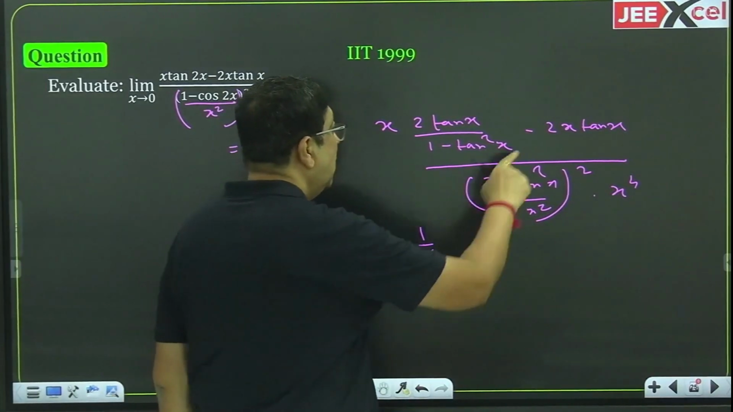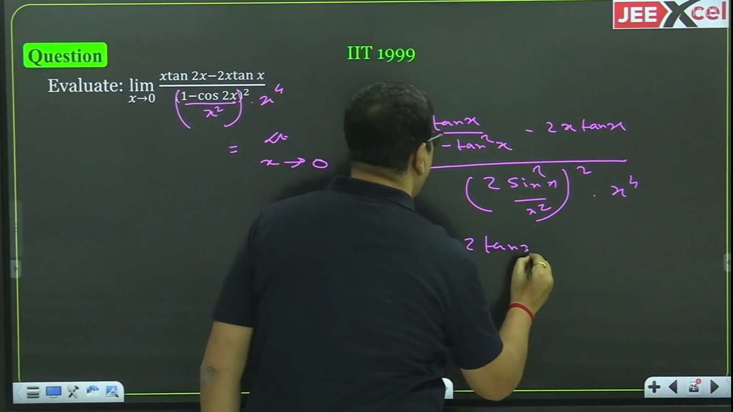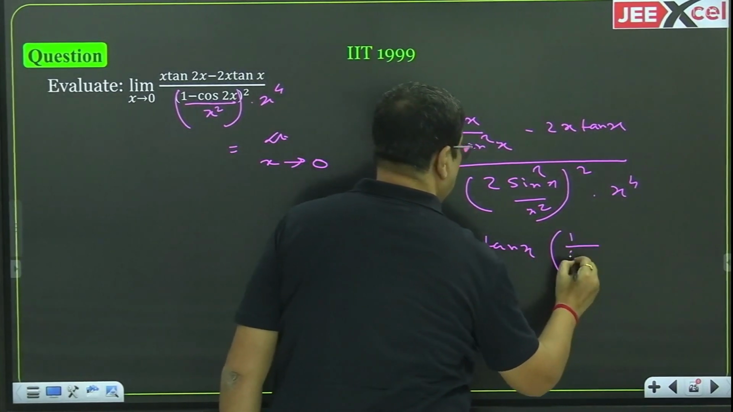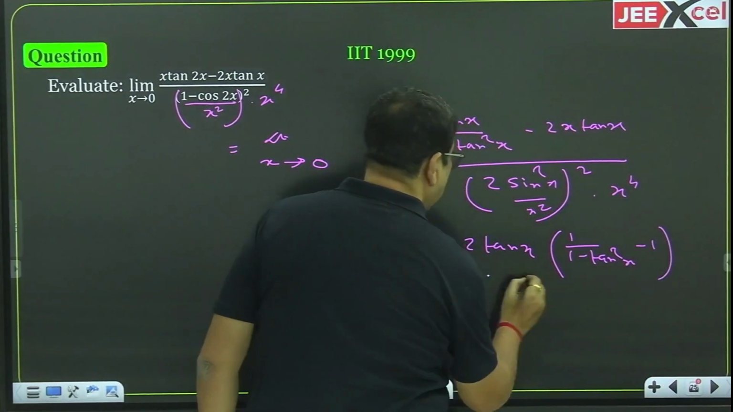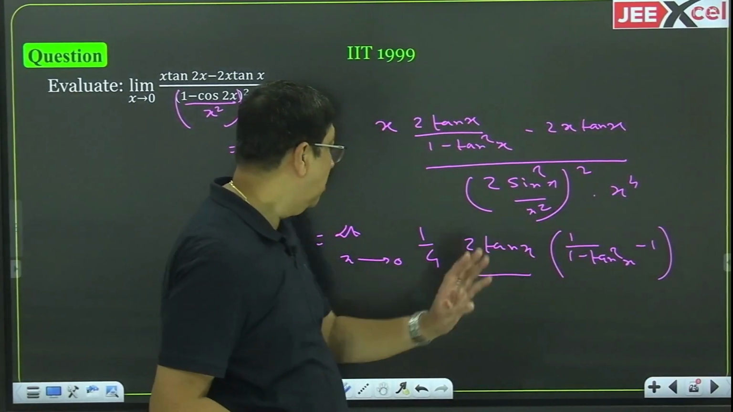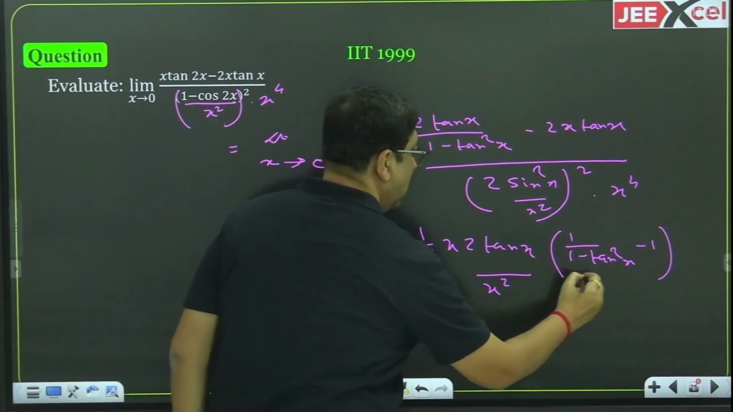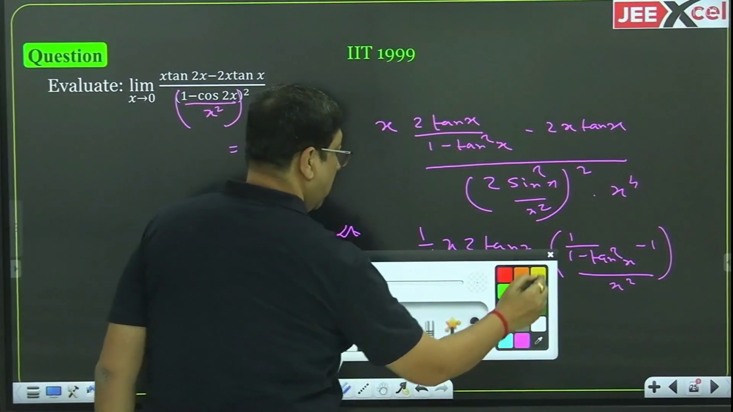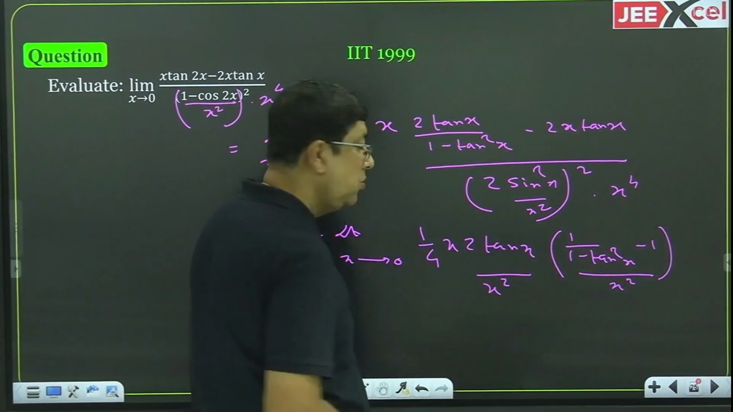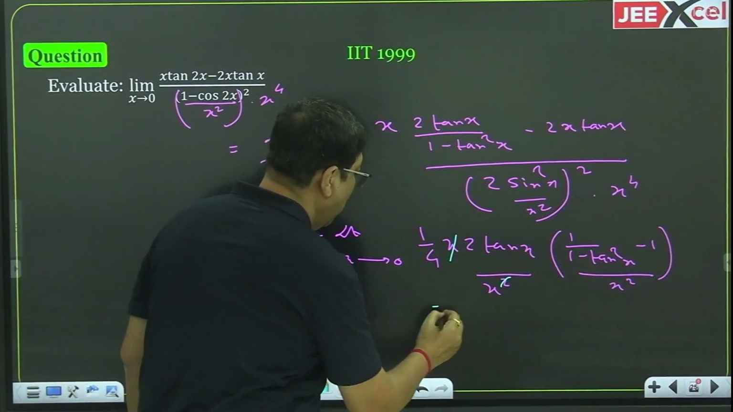And now we can take 2 tan x common. 2 tan x, if we take common, what is coming? 1 by this thing minus 1 by this, x to the power 4 distribute. There was also one x here, so x square, and here bring x square. Now see here tan x by x is 1 and one x cancels and tan x by x is 1, 2 by 4 is half.